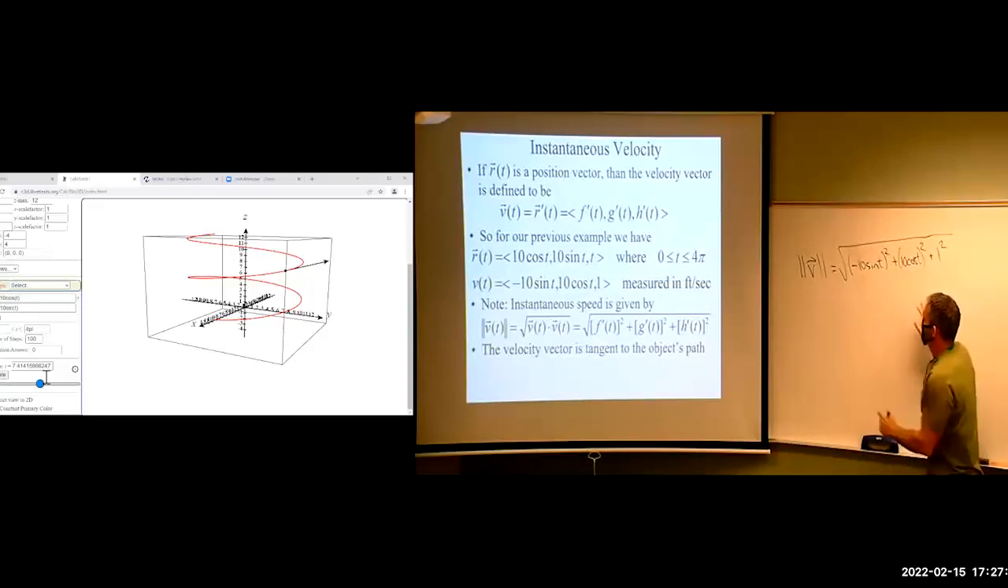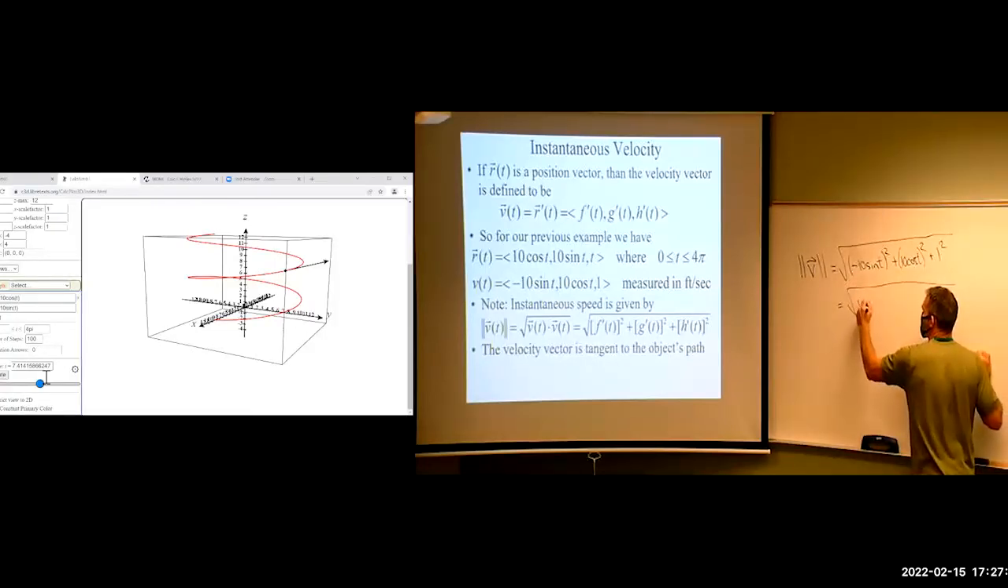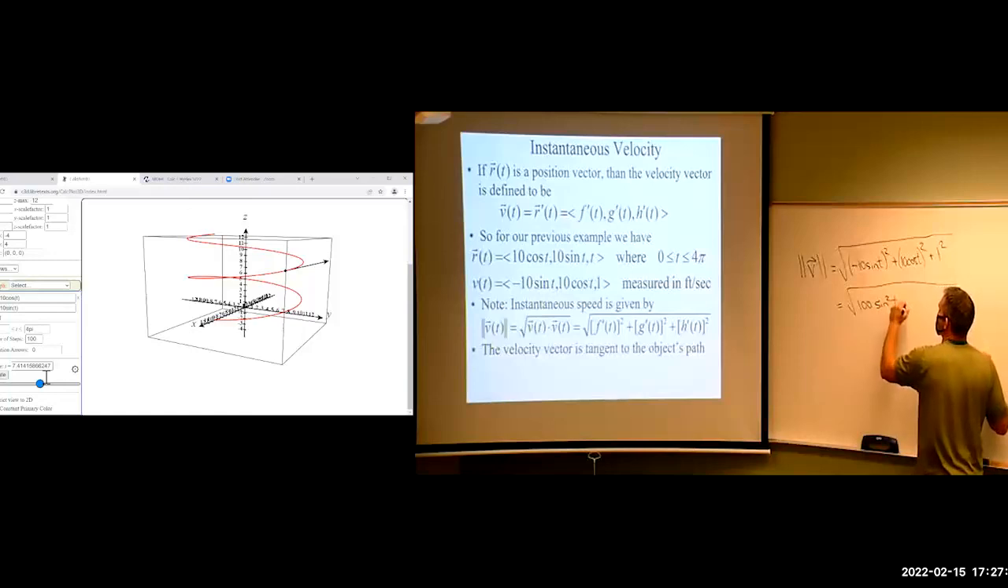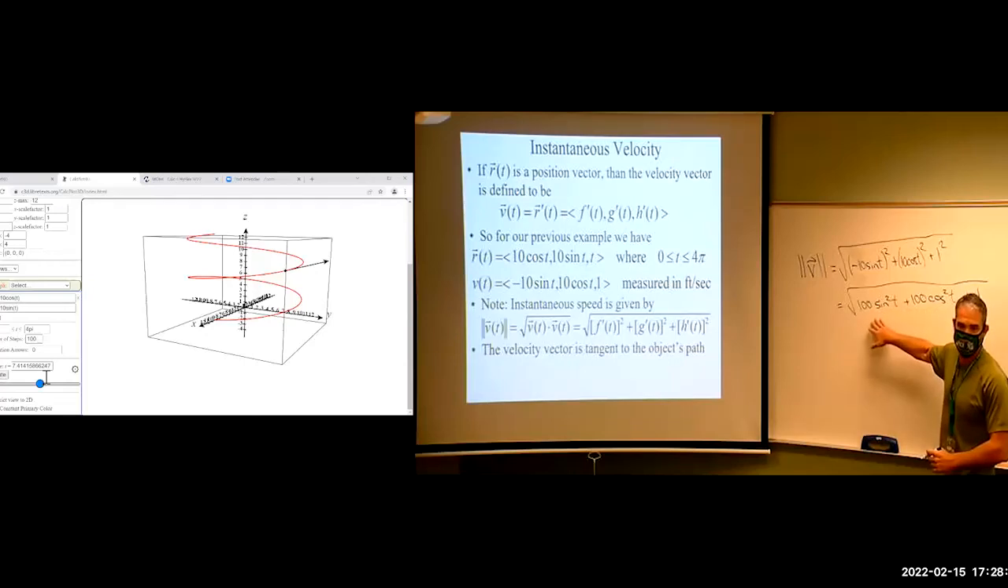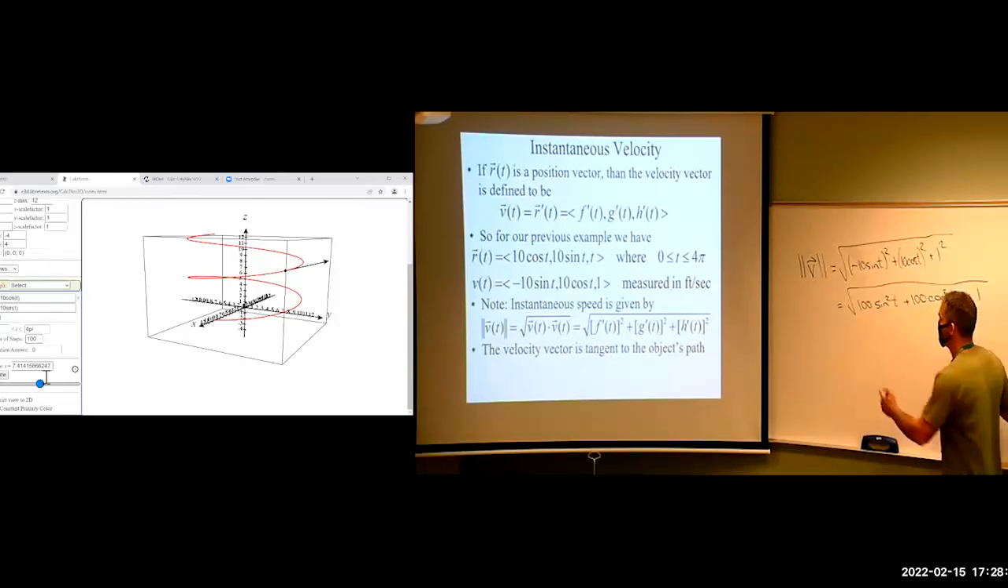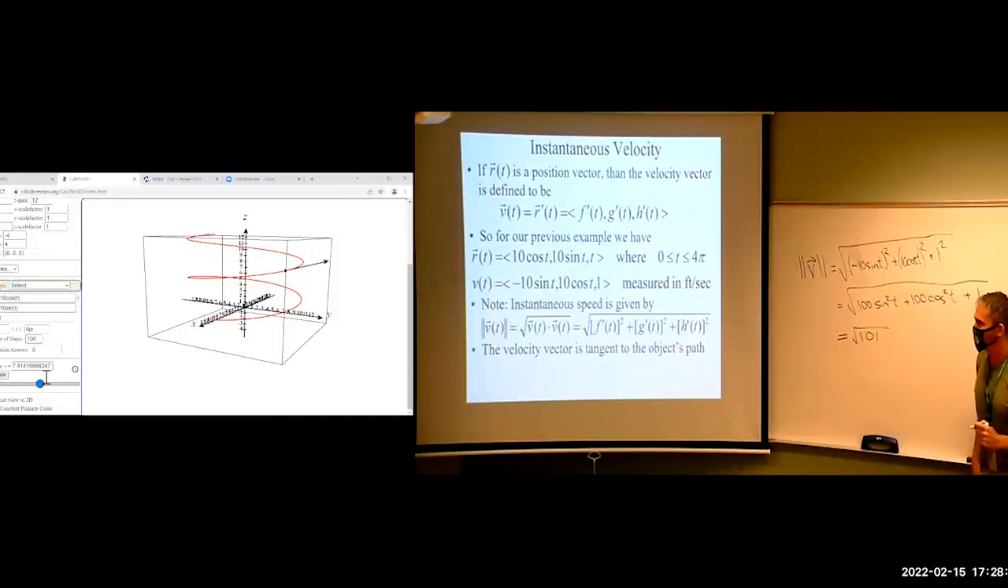Some really cool stuff happens here. So the square root of 100 sine squared t plus 100 cosine squared t, and 1 squared is just 1. Is everybody seeing the Pythagorean identity in there? Sine squared plus cosine squared is 1. So if we factor out the 100, we'd have 100 times 1. And so this comes out to be the square root of 101, and the units we're using are feet per second.